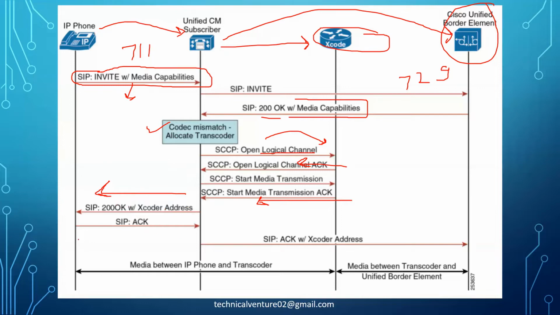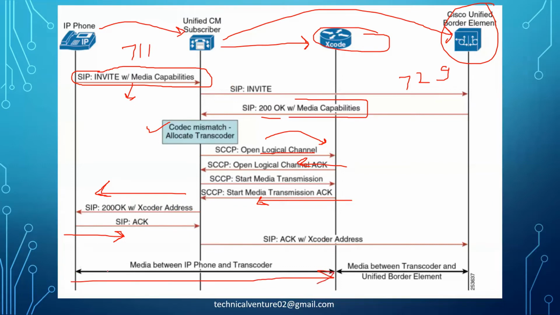It will acknowledge that request, and then your Unified CM will send the same thing, this acknowledgement with the transcoder address, to the other party, that is your CUBE, because it got the response from the IP phone as an acknowledgement. Then Unified CM will reach out to your CUBE with the transcoder address so that they can establish an RTP stream. As soon as the IP phone has the transcoder address, it will establish an RTP stream.